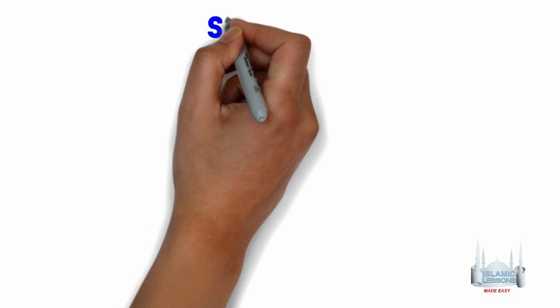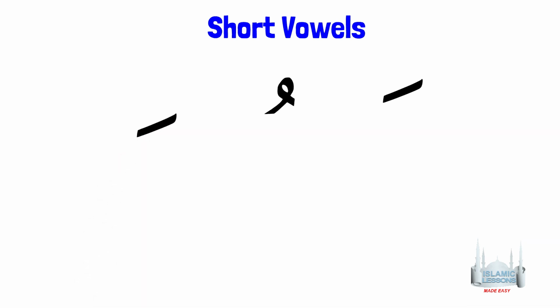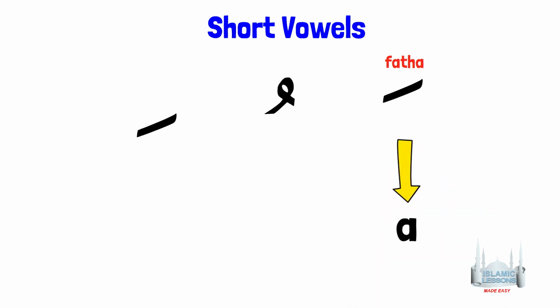الرحيم. There are three short vowels in Arabic. They look like this. This is called the Fatha. It is written above a letter. It makes an A sound.